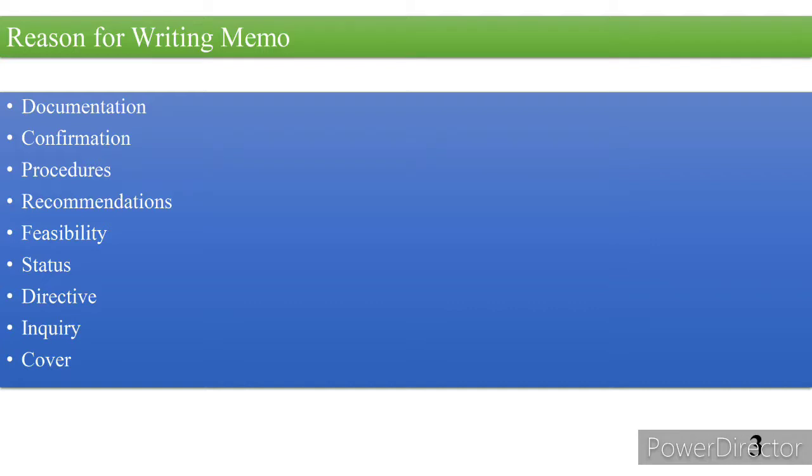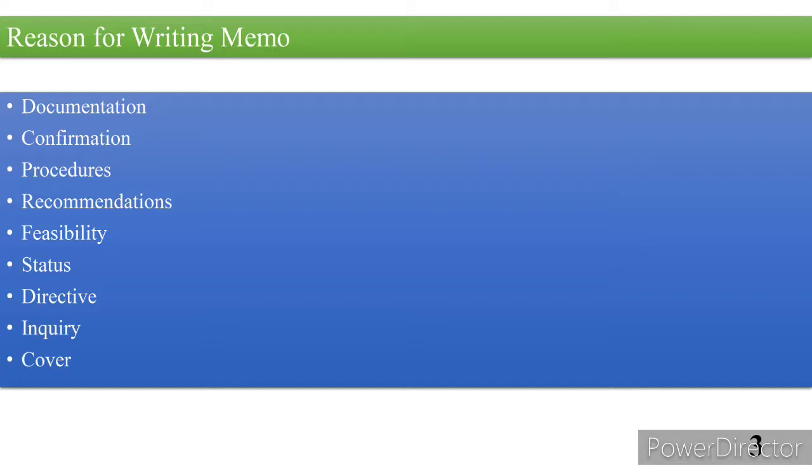The third purpose is procedures: how to set up accounts, do research on the company intranet, operate new machinery, use new software, apply for job opportunities through the company intranet, create a new company website, or solve a problem.